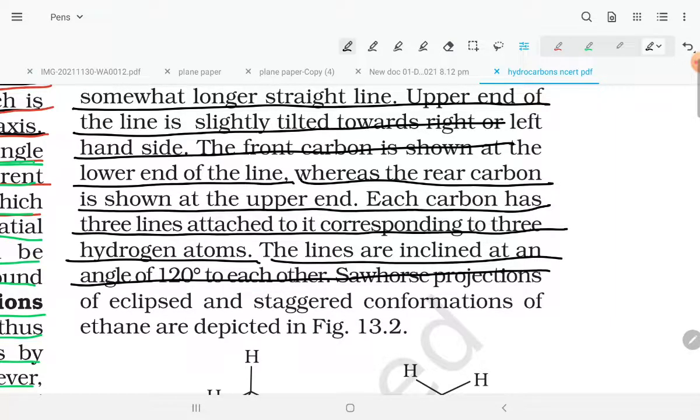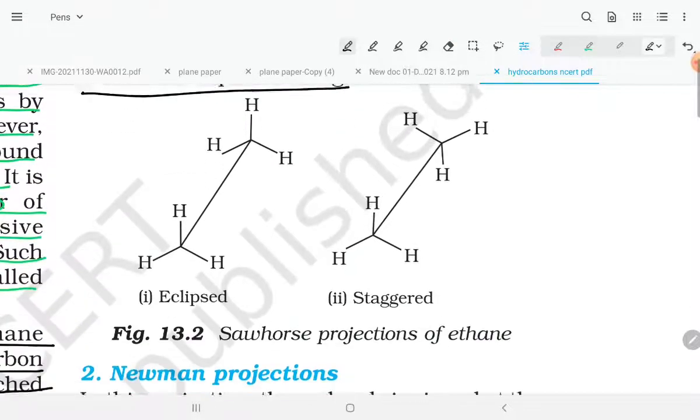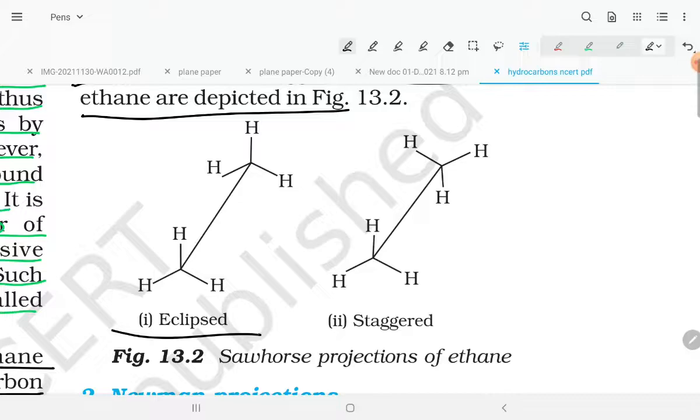Sawhorse projections of eclipsed and staggered conformations of ethane are depicted. This is eclipsed because the atoms are very close to each other. This is staggered, the atoms are away.